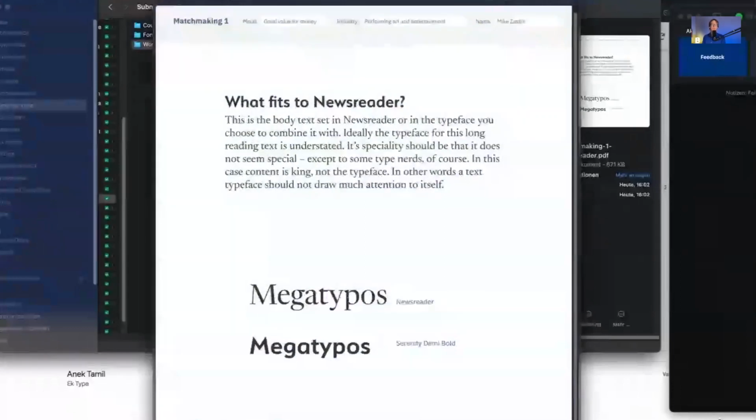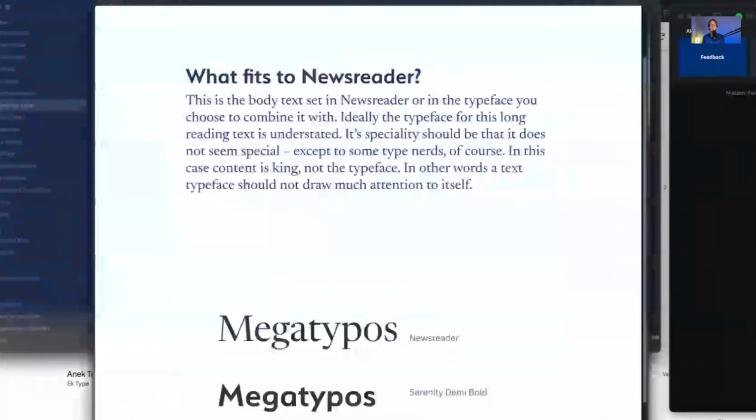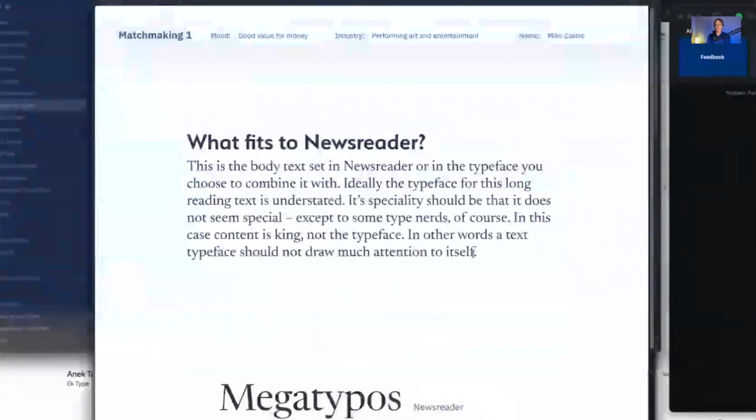For the mood of good value for money and the industry performing art and entertainment. Hard combination, good value for money. The performing art and entertainment is a very vague industry. It could be a theater or a museum or whatever. So a bit hard.